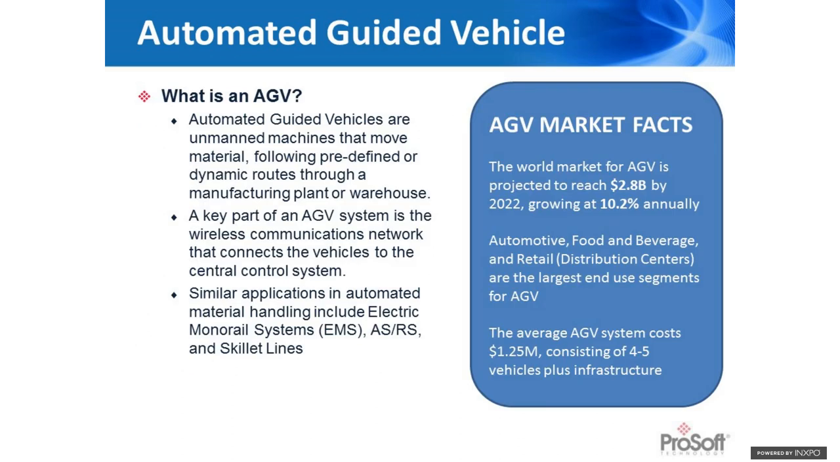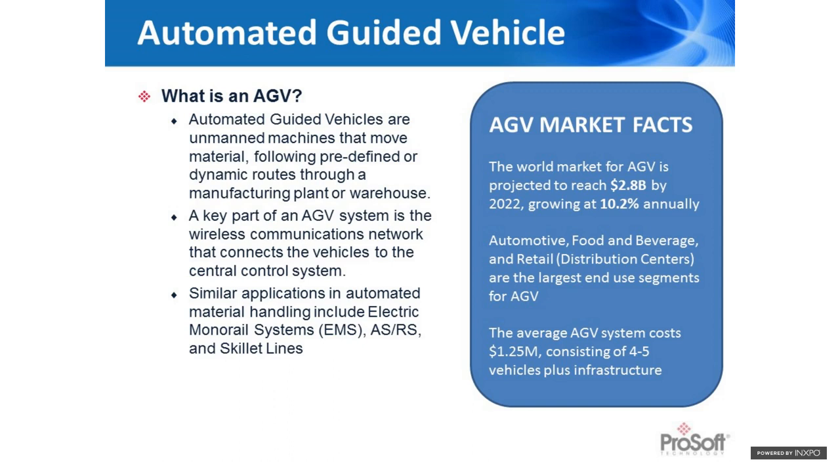So first, let's look at the AGV. Automated guided vehicles are unmanned machines that roam about a factory or a warehouse and move material around from one place to another. The key part of the AGV is the wireless communication network that keeps each of the autonomous carts connected to the overall communication system, to the central control system.